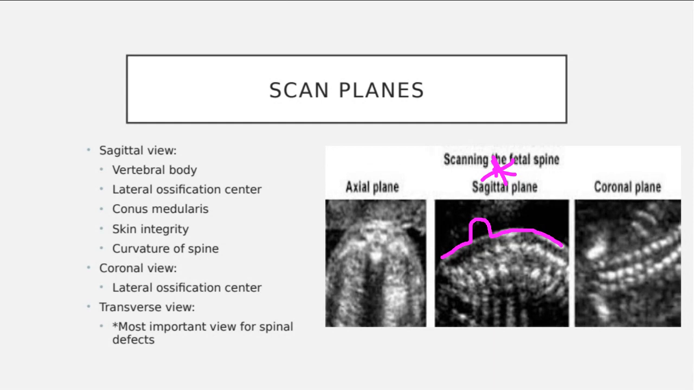And then in transverse, this is going to be our most important view for spinal defects. Again, we would be able to see if there's any sort of bulging out of that spine, but for the most part, we have our vertebral body here, and then our lateral ossification centers here.